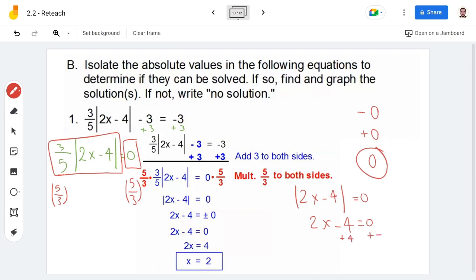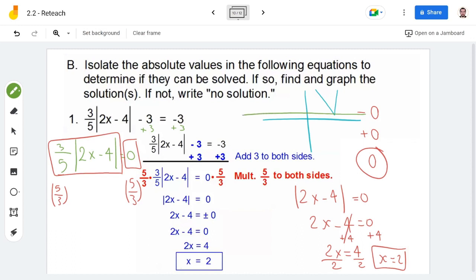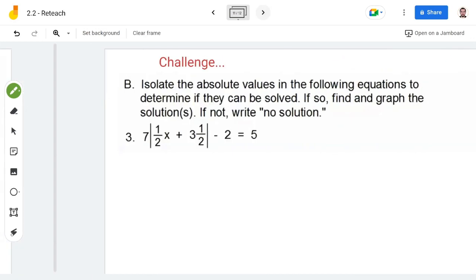Plus 4 on both sides, so you cancel and 2x is equal to 4. Divide by 2, divide by 2. So x is equal to 2. So my answer is only 2. Teacher, you will ask me, the absolute value always has two solutions, why is there only one solution here? Because this situation means my graph is connecting at the vertex. So my line just intersects my graph at one point. So this is my function.